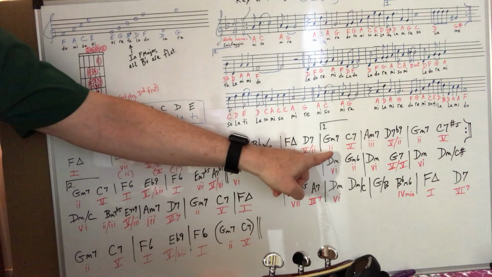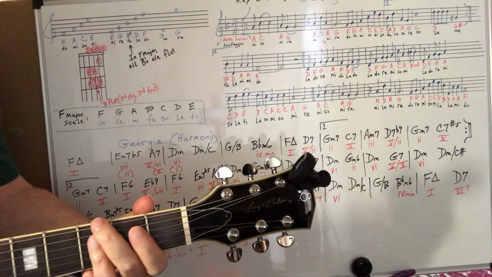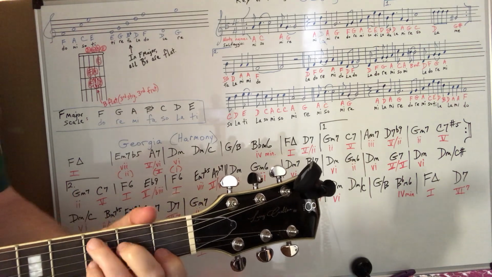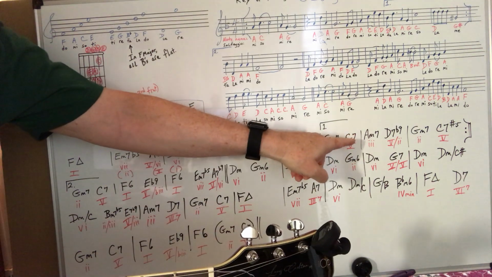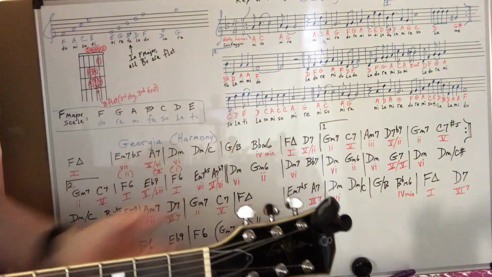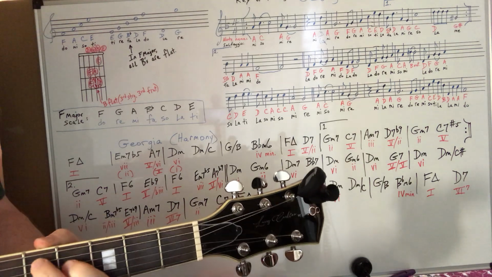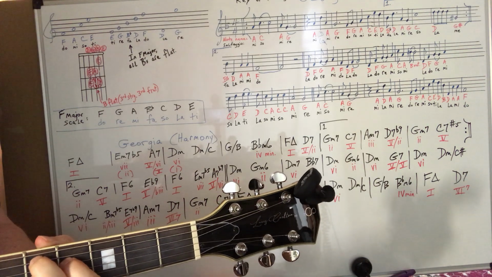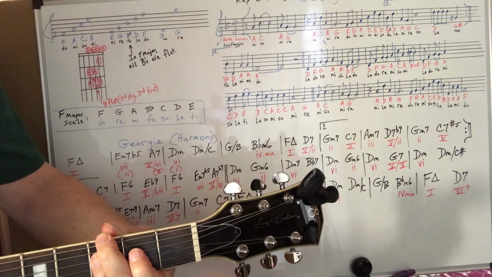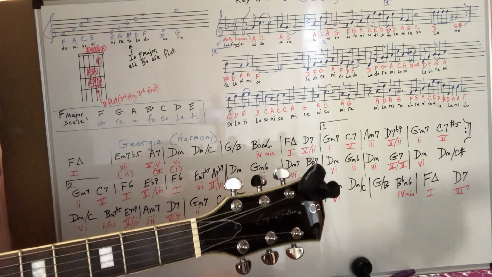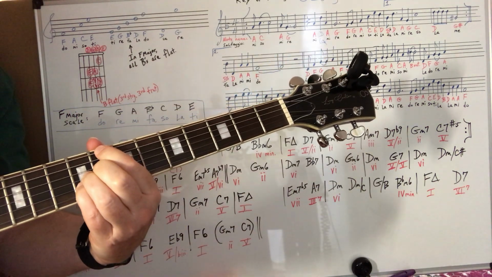We have G minor is the 2, going to the 5, C7. Then we have A minor 7, going to D7. That's the 3 chord, going to the 5 of 2. We explained that earlier, I think. Going to the 2 chord G minor 7. And at the end of the line there, we have C7 sharp 5.